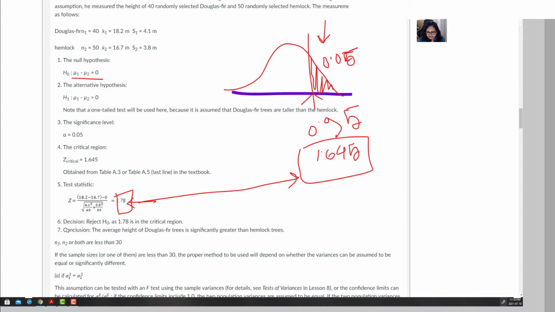And then we say that the average height of tau plus phi is significantly greater than Hamlet trees because the null hypothesis is rejected. So we go to the alternative hypothesis. So be careful when you write down all these steps, and then everything is linked.